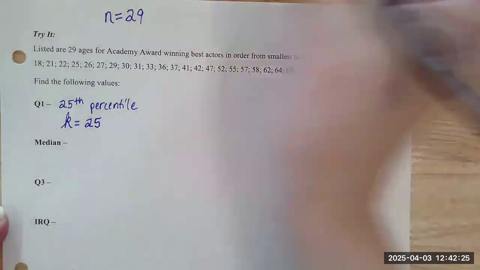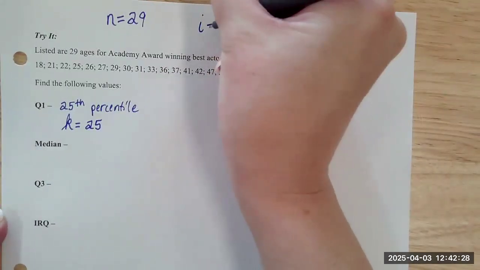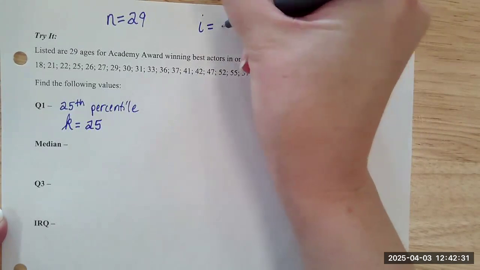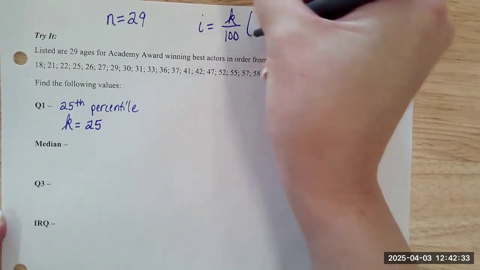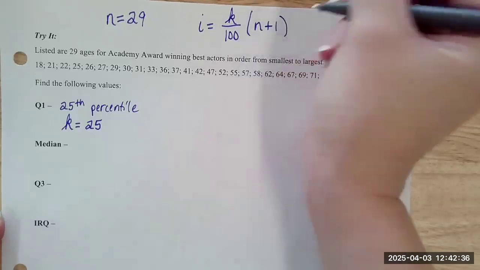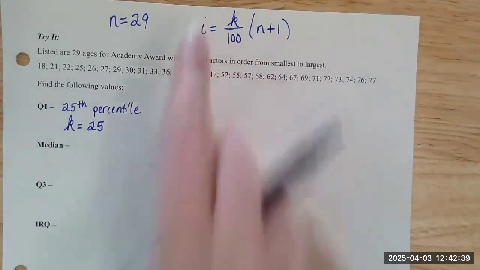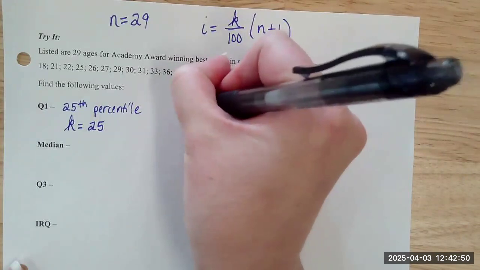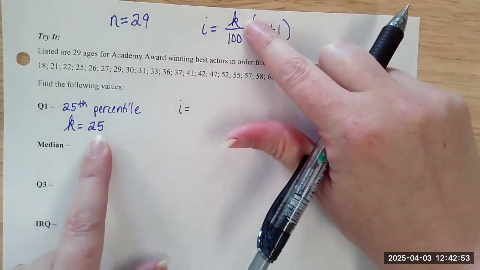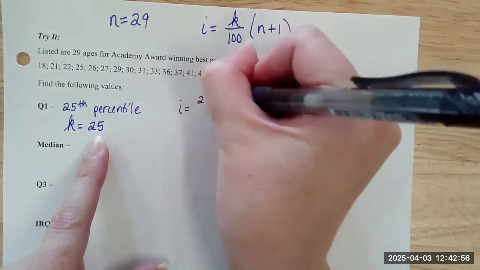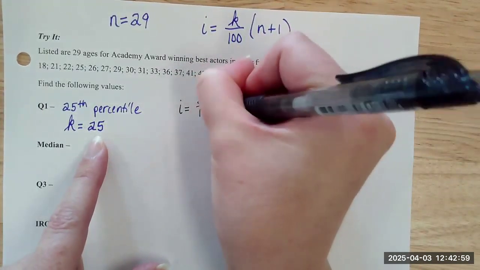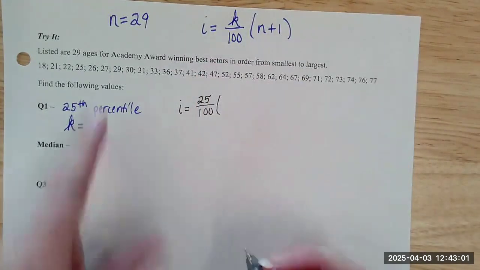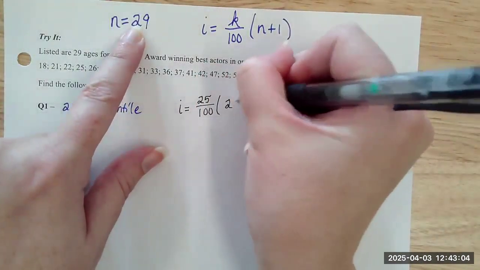So what our formula pops out is the I. I'm going to write the formula again. I'll put it up at the top. I is equal to the K, which is the percentile, divided by 100, times N plus 1. What pops out is the position. If I want the 25th percentile, here's how I plug everything into that formula. I is equal to, instead of K, I'm going to write 25 because I want the 25th percentile, over 100 times, and then instead of N, I'm going to plug in 29 plus 1.